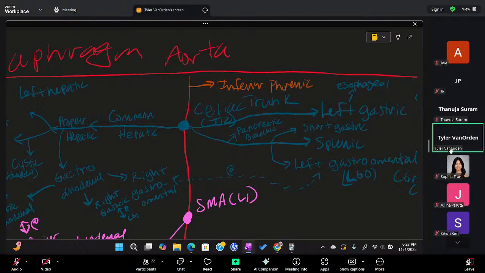So remember, we had the musculophrenic that does the outside of the diaphragm. We have the phrenic nerve that innervates the diaphragm. So this just means that it's directly below the diaphragm and it's likely supplying the diaphragm.